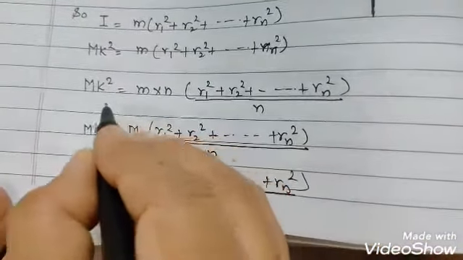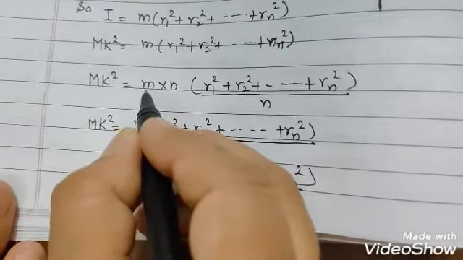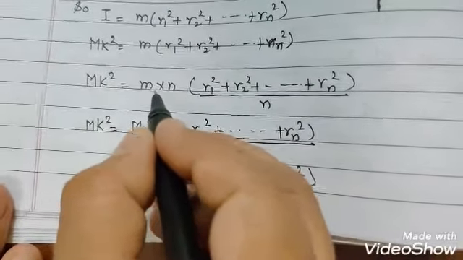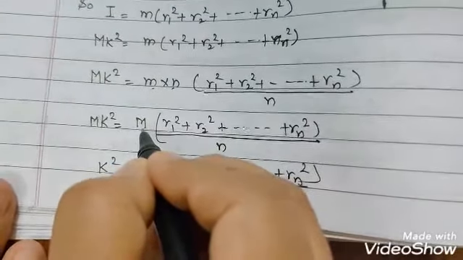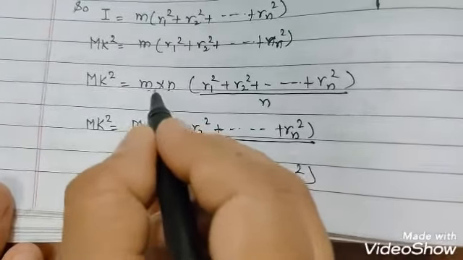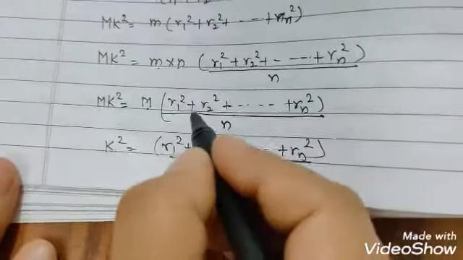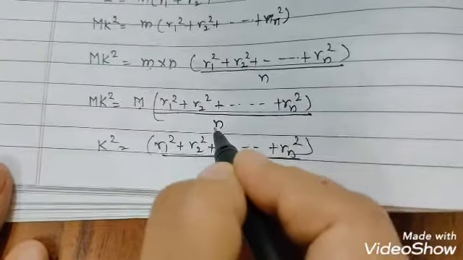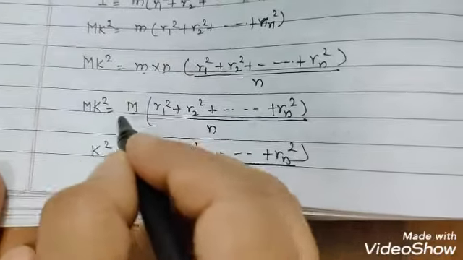Okay, so in this case what we'll find, mk square equals m into n. The mass of one particle is m, and for n particles it is m into n, which can be written as capital M, the whole mass of the body. So we have replaced m into n with the whole mass of the body, that is equal to m, and it is equal to r1 square plus r2 square till rn square upon n. So this m and this m would be cancelled, as the same quantity is there on both sides.